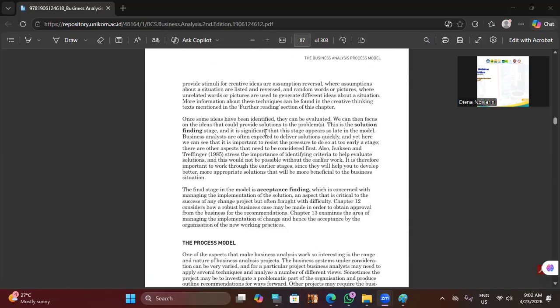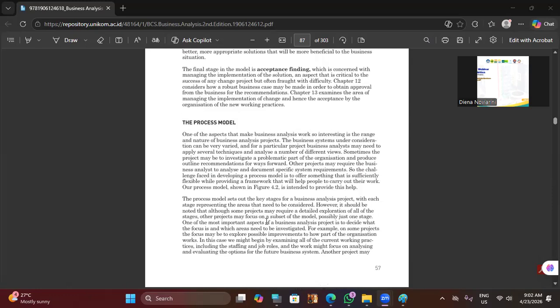Okay, after that, we need to extract the solution finding and acceptance finding, of which the solution finding is significant in that this stage appears so late in the model that analysts are often expected to deliver solutions quickly, and yet here we can see that it is important to resist the pressure to do so at an early stage, and there are other aspects that need to be considered first. The final stage is acceptance finding, which is concerned with managing the implementation of the solution, an aspect that is critical to the success of any change project, but often fraught with difficulty.